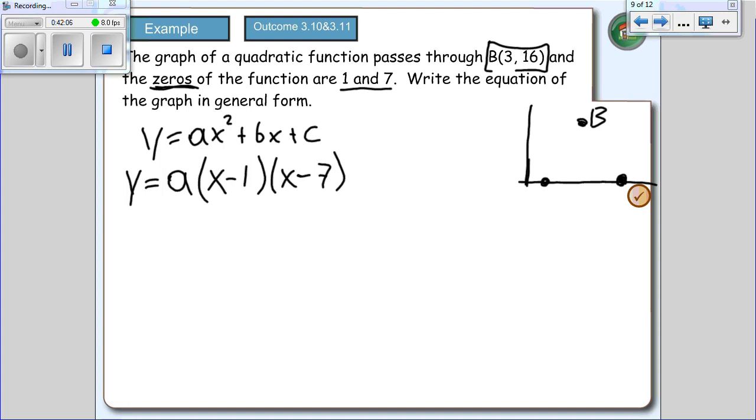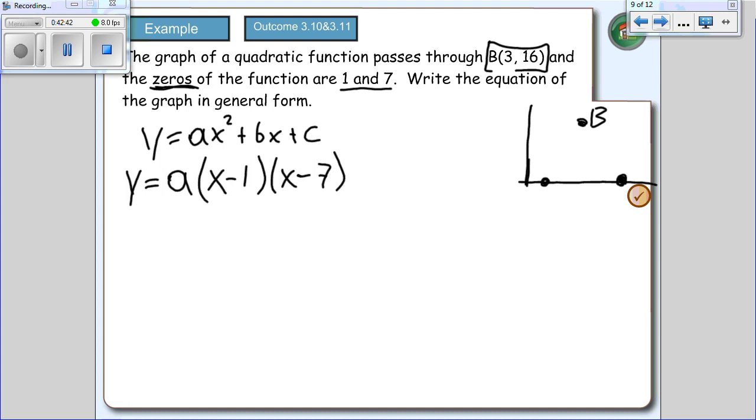To find A, what are we going to do? Take that point, B, because we know it's a point somewhere on the graph. Take the x, put it in everywhere you see x. Take the y, put it in everywhere you see y. So now it's 16 equals A times 3 minus 1 times 3 minus 7.